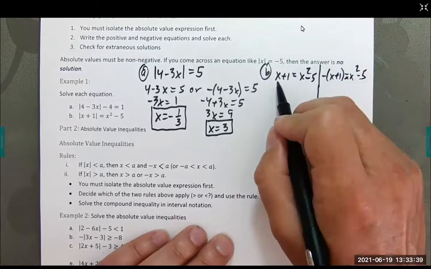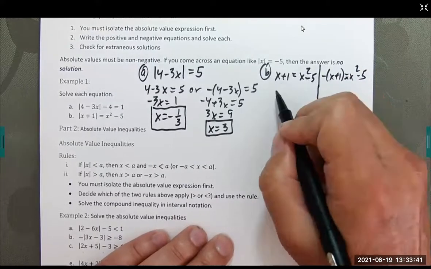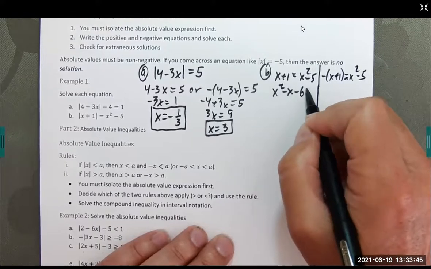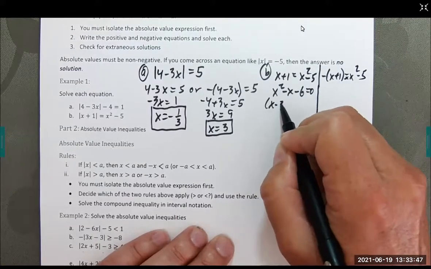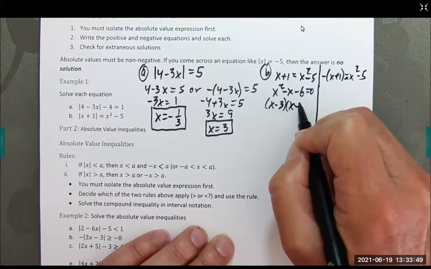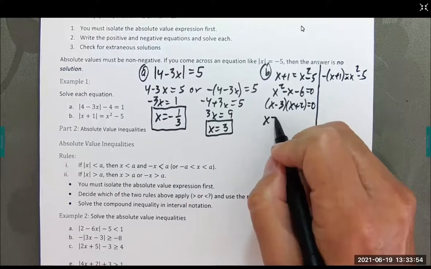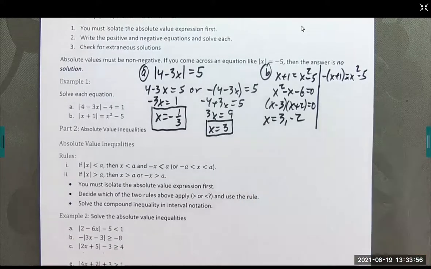I'm going to subtract the x and subtract the 1 to this side over here. So we get x squared minus x minus 6 equals 0. And this factors. So we get x equals 3 and -2 in this case. Actually, both of these work. If you're not sure, you can always plug them in, see what you get.